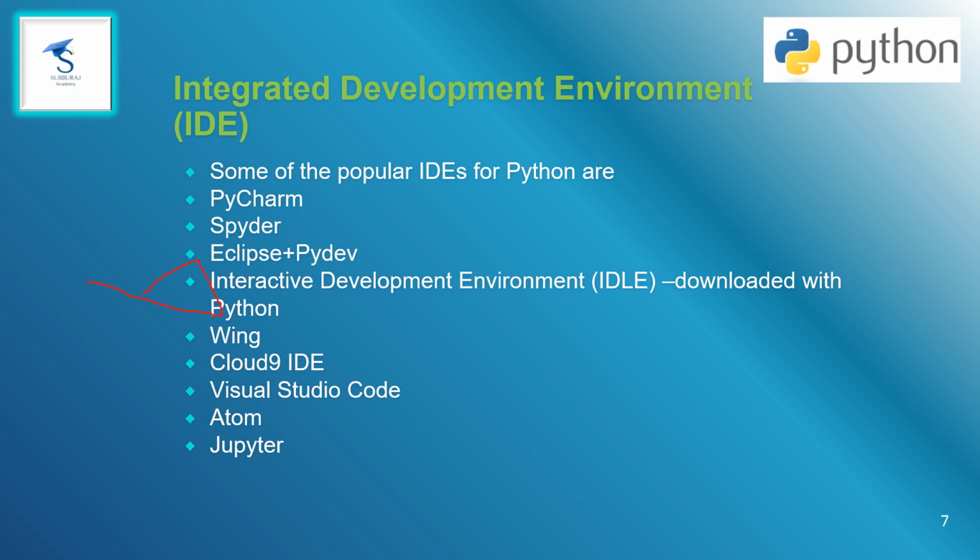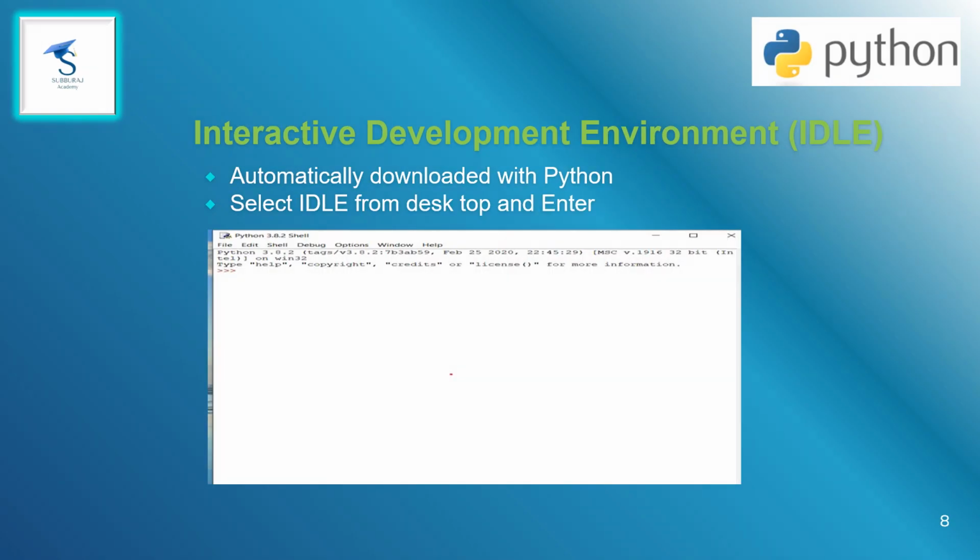The IDLE shell, like the Python shell, is in the IDLE program. So we automatically downloaded IDLE along with the Python shell. I told you when you download, you get two items. One is the Python shell, or the command line interpreter. The second is IDLE. So if you want to use IDLE, select IDLE on the desktop and click. You will get the screen as shown here.